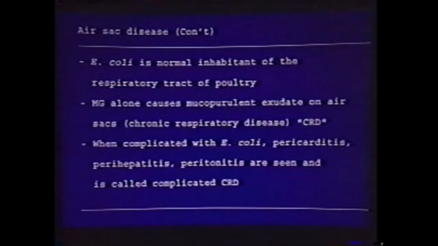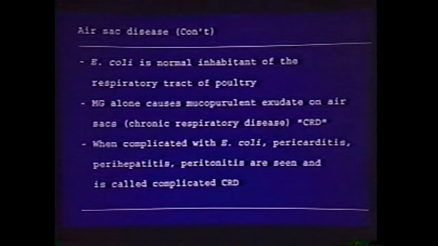E. coli, I mentioned that earlier, is a normal inhabitant of the upper respiratory tract. So in pet birds, if you see pericarditis, perihepatitis, you should think of chlamydiosis rather than E. coli, because there is a potential it is chlamydiosis. So we should think of that, number one. Pet birds don't carry E. coli, not like chickens. They eat seed and they don't have much E. coli source from the feed, not like chickens.